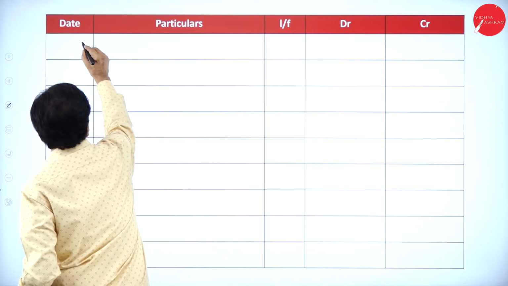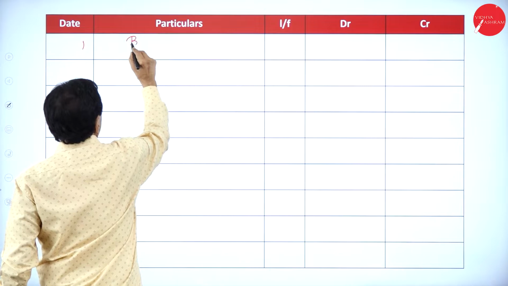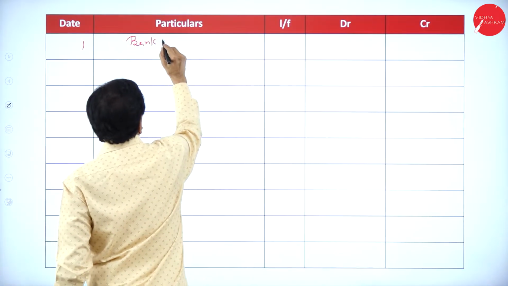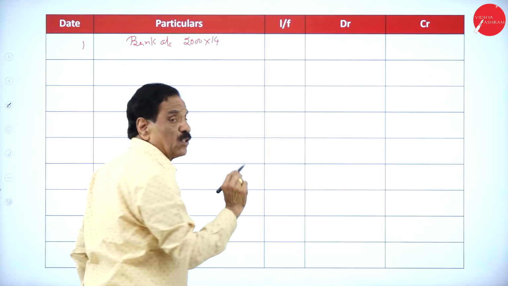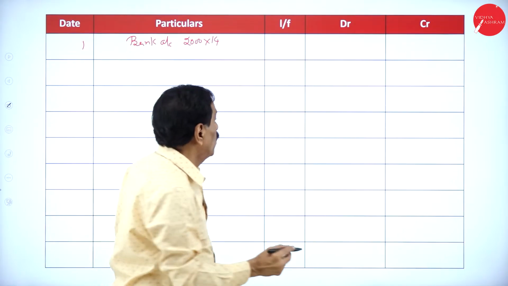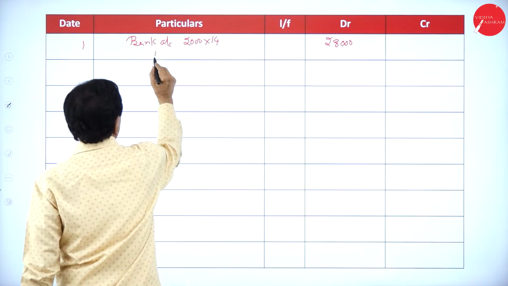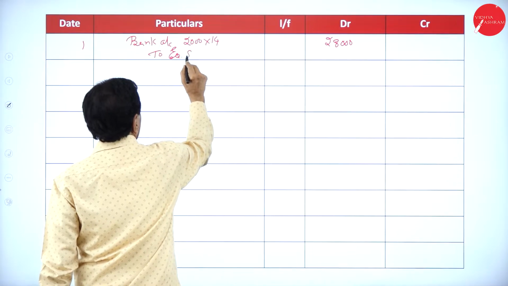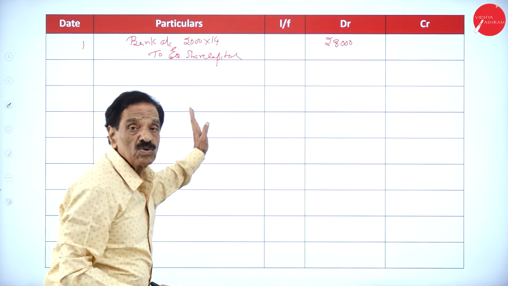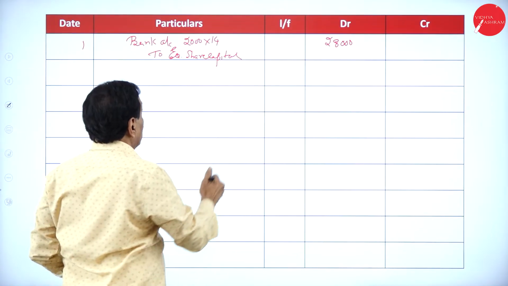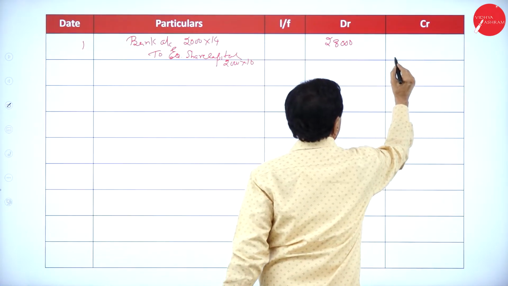First entry, number 1. How many shares were issued? 2,000. Bank account debit 2,000 into 14. Face value is 10 rupees, premium is 4 rupees, so 28,000. To equity share capital. So 2,000 into 14 is 28,000. Face value 2,000 into 10, 20,000.